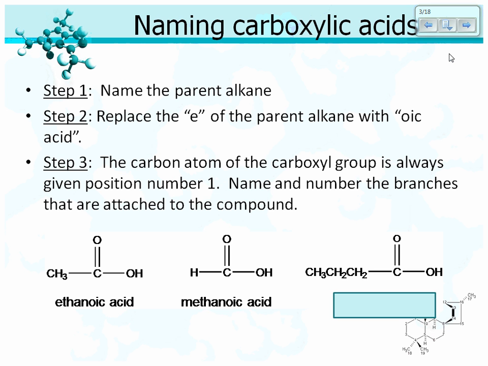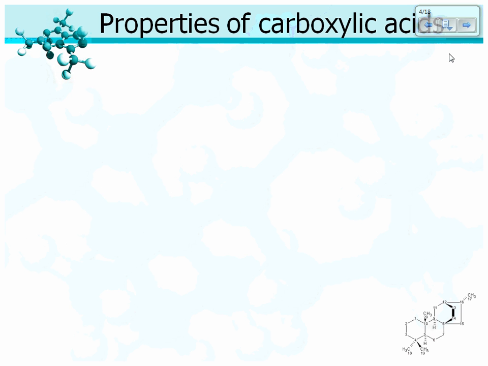This is a 4-carbon chain. It ends up being butanoic acid. Notice how I didn't need to put 1 in front of butanoic acid because that carboxyl group is always on the end of the chain. Properties of carboxylic acids.